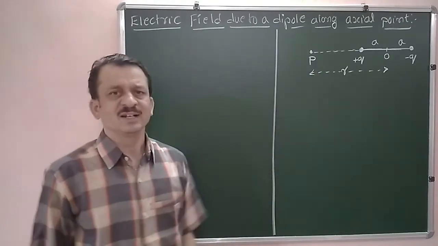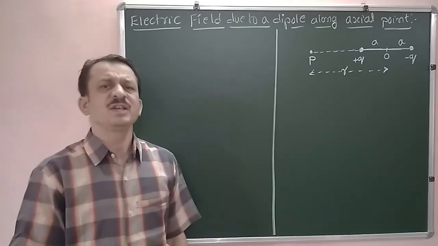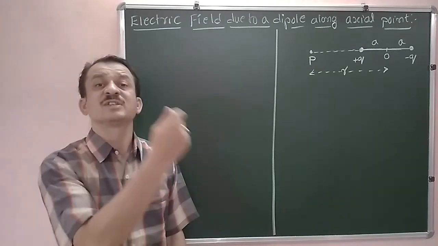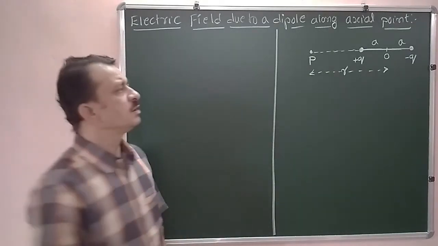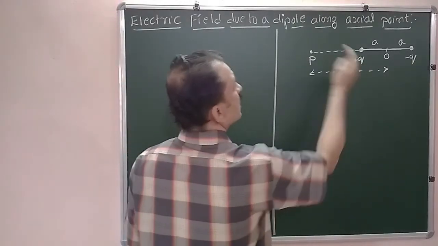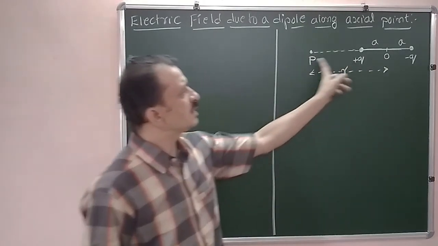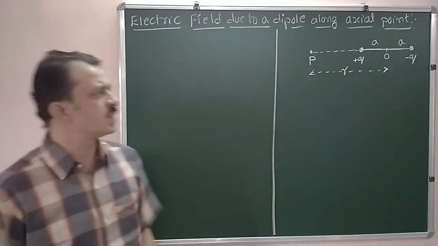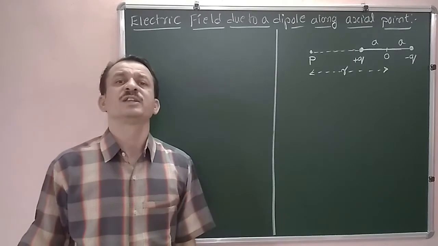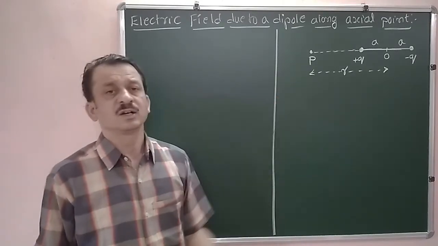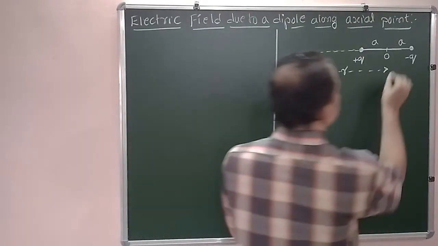Now along the axial line we are considering some point P. That point P is at a distance r from the center of the dipole. For convenience, we have chosen the point towards the positive charge, very near to the positive charge and very far away from the negative charge. With that consideration, we are going to obtain the expression for electric field due to that dipole. Now this dipole has a dipole moment denoted by vector P.